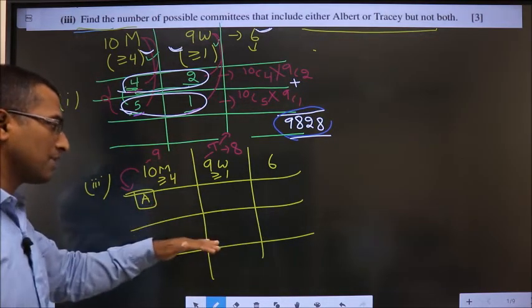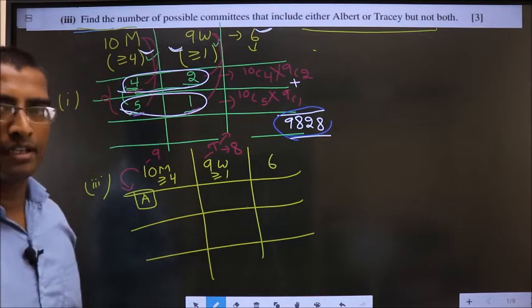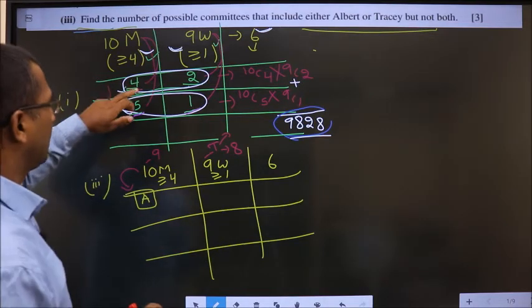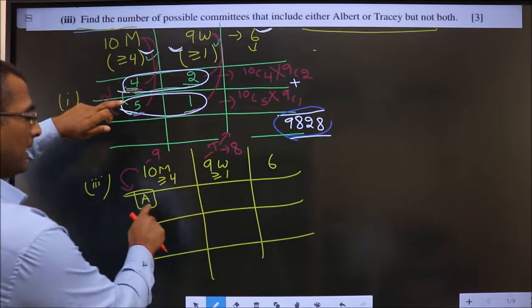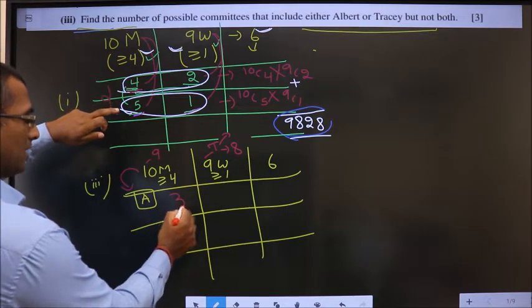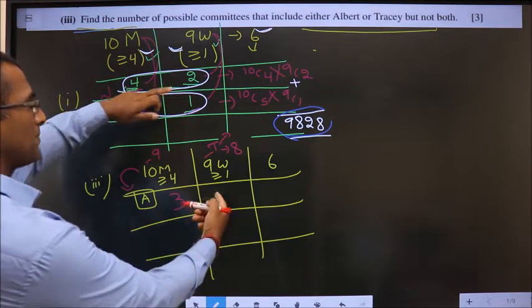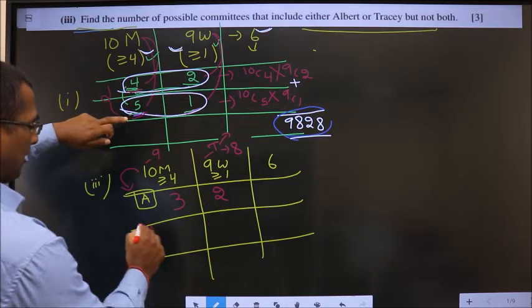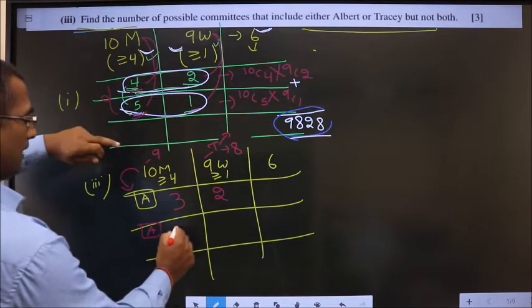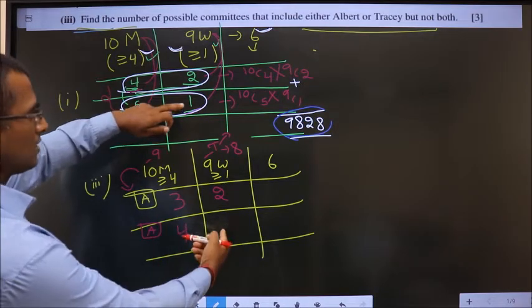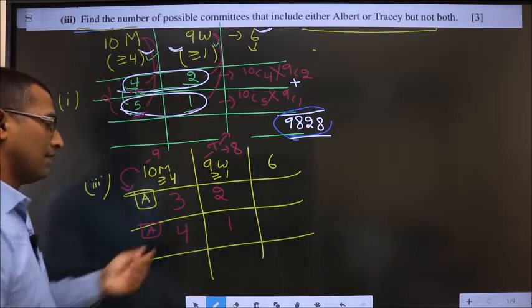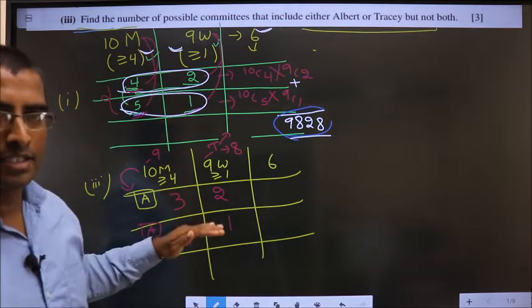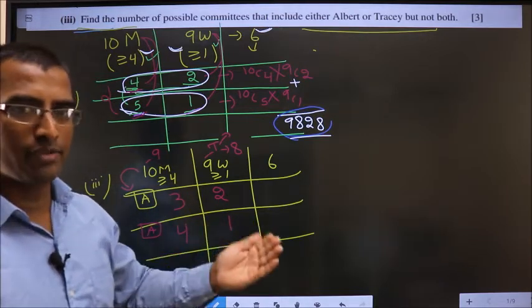To write options here, I make the first bit table. Here it was 4. 1 man is already present, so make it 3. Here no woman is present, so 2 will come. 1 man is already present, so make this 5 to 4. No woman is present, so this 1 will be as it is. This is situation 1. Now situation 2.